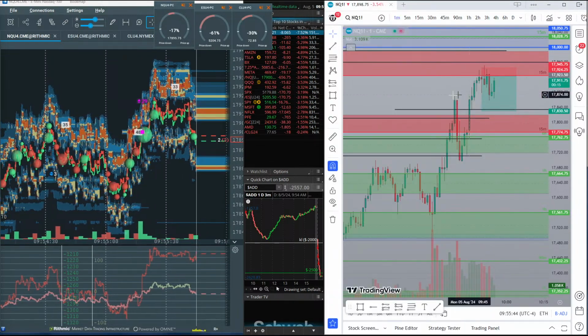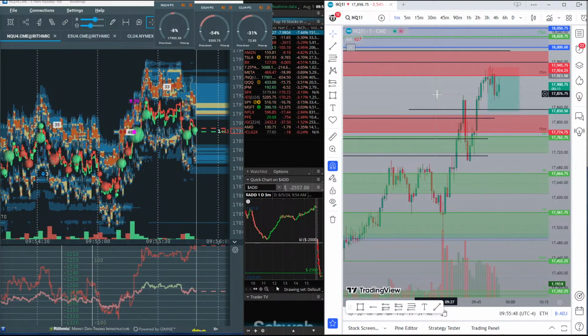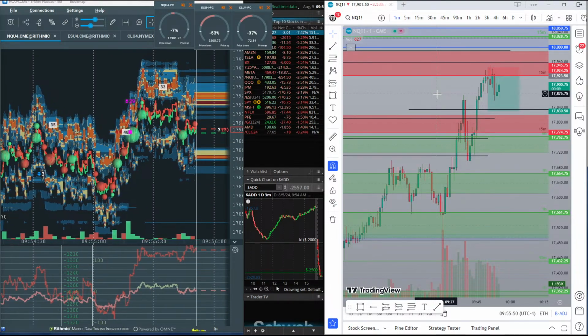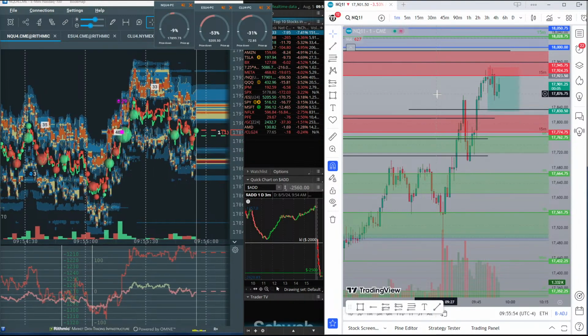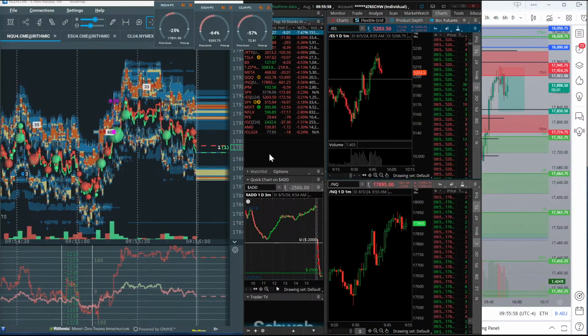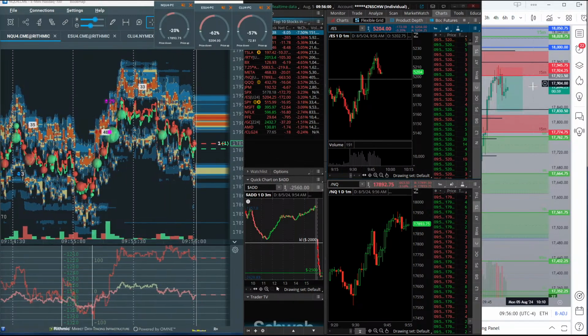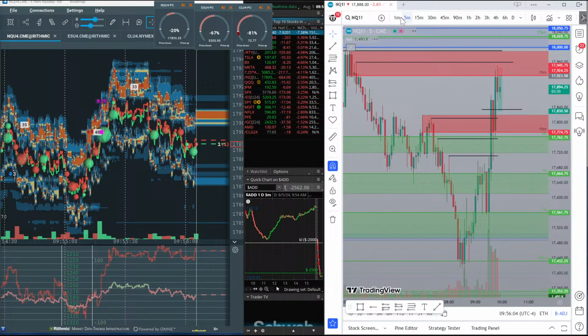ES is still weaker, and NQ's sort of lagging now on TradingView. I think it's because of the volatility, but I believe it's also because of the whole premium account situation. We see the seller step in here, and it's not showing on TradingView yet. I don't know.